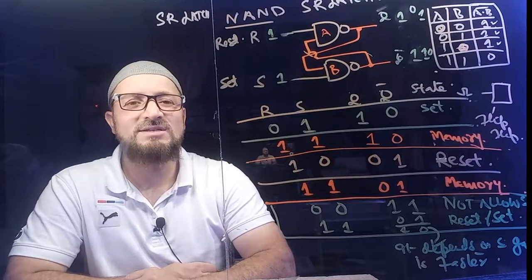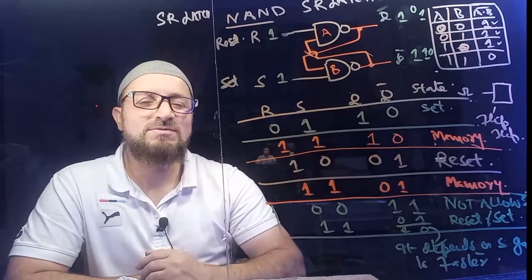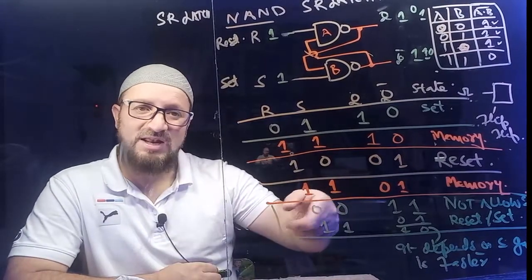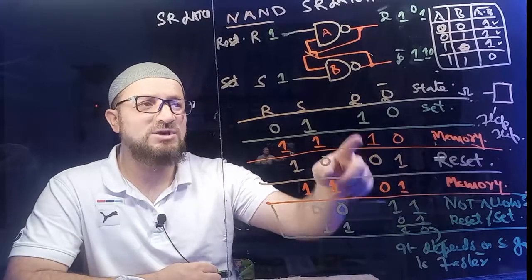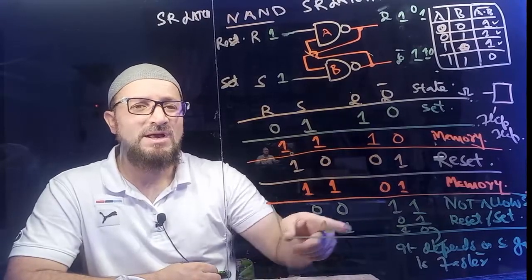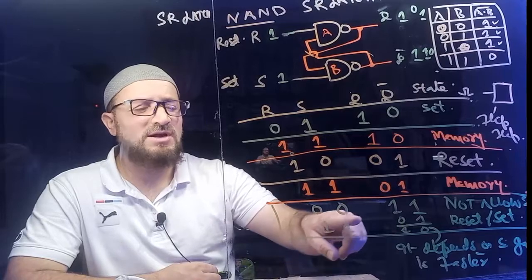So we are not going to allow that. That means this is not going to work for us. This is not allowed because this is ambiguous. This firstly breaks the Q and Q complement concept. Then when the memory state comes in, it can reset or set.